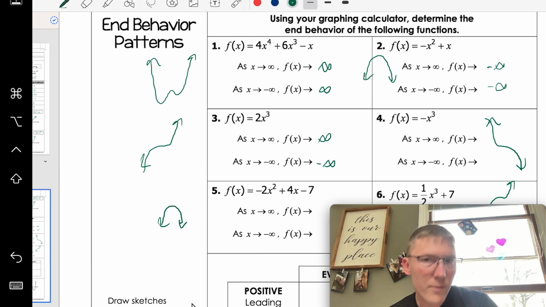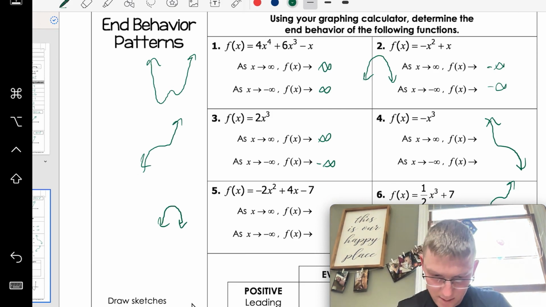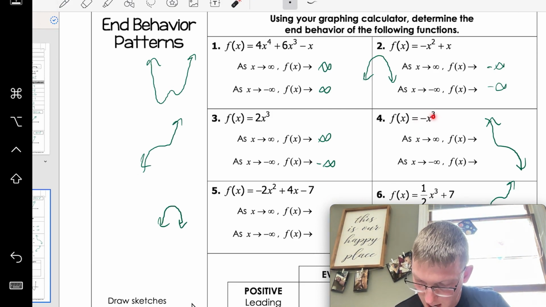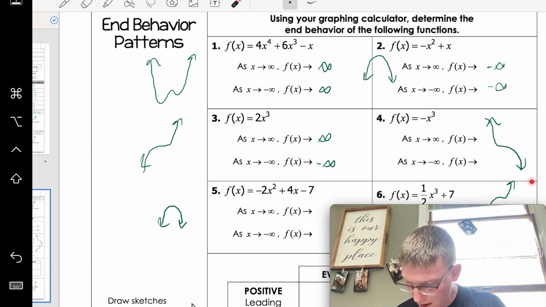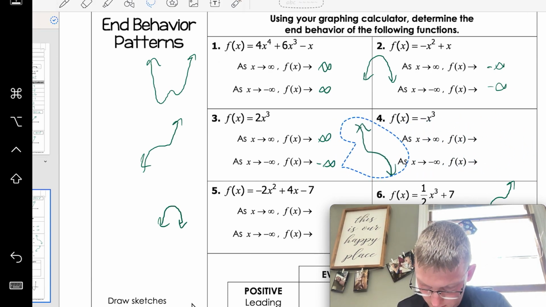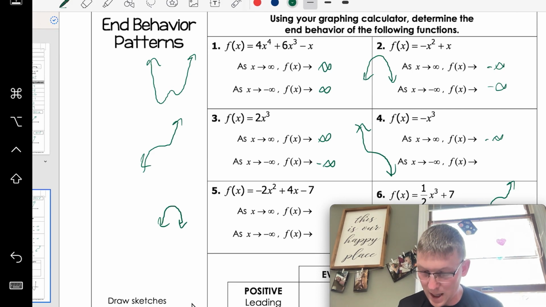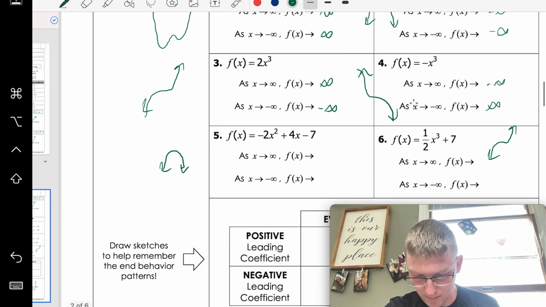Hopefully you're picking up on a pattern here. Continuing our pattern, we have a negative x cubed. It looks similar to this, but just flipped over the x-axis. So as x approaches positive infinity, it's going down, so that's negative infinity. And as x approaches negative infinity, it's going up, so it's approaching positive infinity.